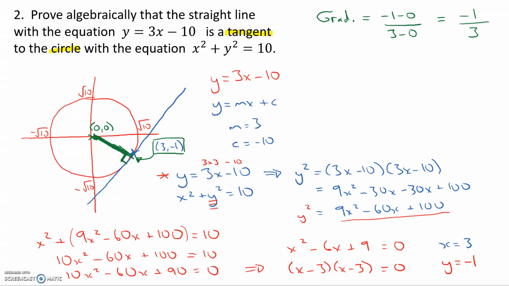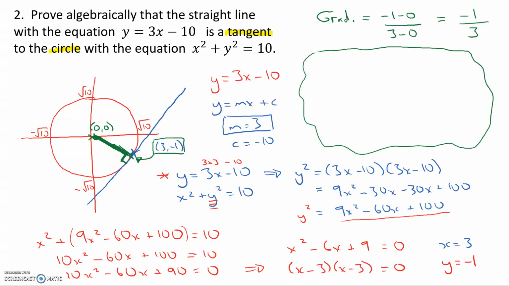Why are we nearly there? Because we'd already worked out the gradient of the blue line was 3. And what do we know about the gradients of perpendicular lines? We know that if two lines are perpendicular, the product of their gradients, m1 times m2, is equal to negative 1. Or, if you prefer to remember it this way, if two lines are perpendicular, the second gradient is equal to the negative reciprocal of the first gradient.